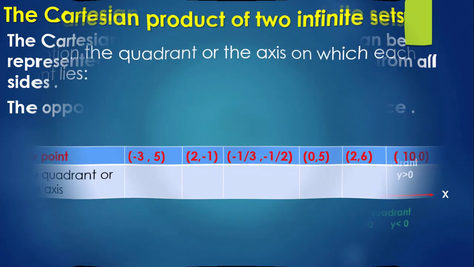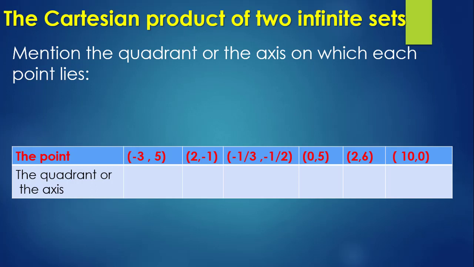Let's take an exercise here. Mention the quadrant or the axis on which each point lies. The first one, -3 and 5. The first projection here is negative. The second projection is positive. So in which quadrant?